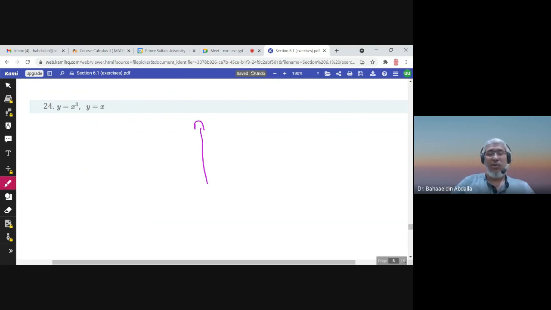y equals x cube, I know the graph, and y equals x. So y equals x passes by (1, 1) and (2, 2). y equals x cube passes by (1, 1), but (2, 8). And negative 1, negative 1 also, they pass, but negative 2, negative 8. So this is the graph of x cube, and this is the graph of y equals x. So there are two small regions here, as you notice. This is the line, and the curve is doing like this too.